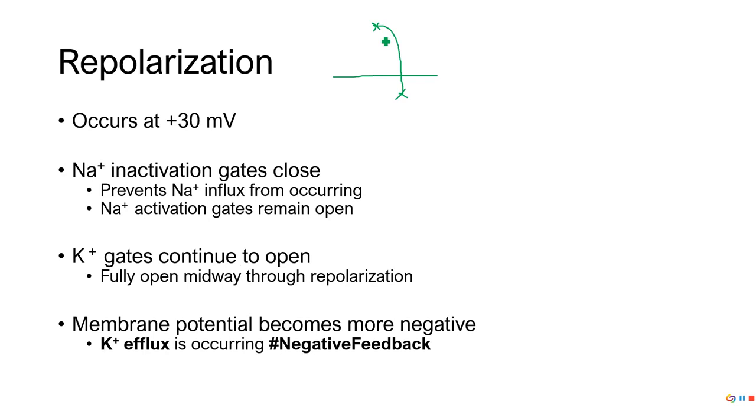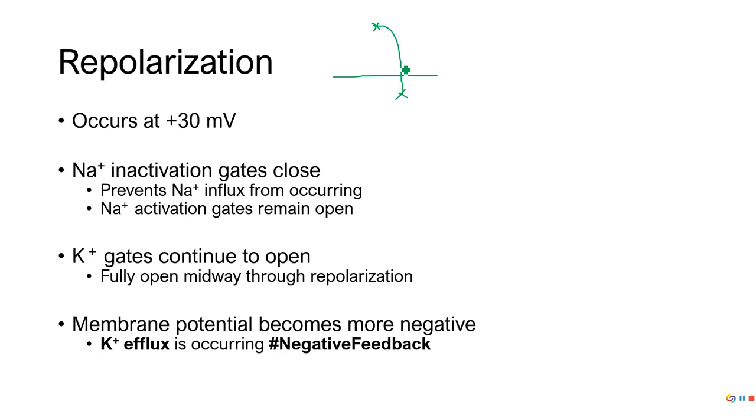But a reminder, leak channels are still opening, so some sodium is going in, but not as much as what was going in during depolarization. The potassium gate continues to open. It's about halfway to fully open. So now we're allowing a lot of potassium out of the cell, and that causes us to return to our negative state. We have potassium efflux. So depolarization is due to sodium influx. Potassium efflux is what causes repolarization.